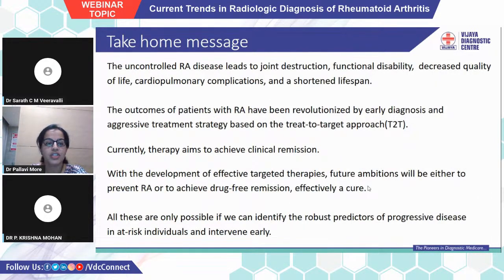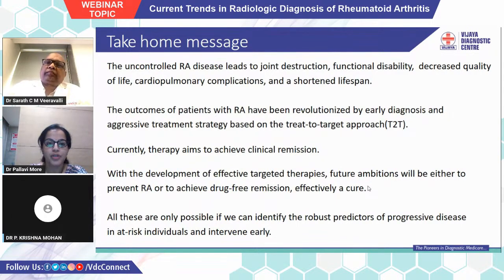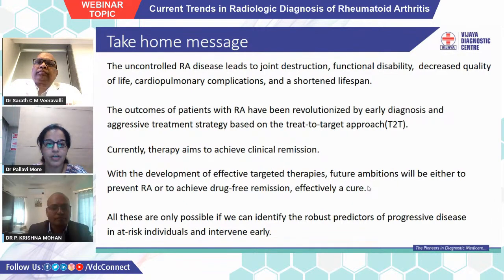So the take-home message is, uncontrolled rheumatoid arthritis leads to joint destruction, functional disability, decreased quality of life, cardiopulmonary complications, and shortened lifespan. The outcome of patients with rheumatoid arthritis has been revolutionized by early diagnosis and aggressive treatment strategy based on the treat-to-target approach.